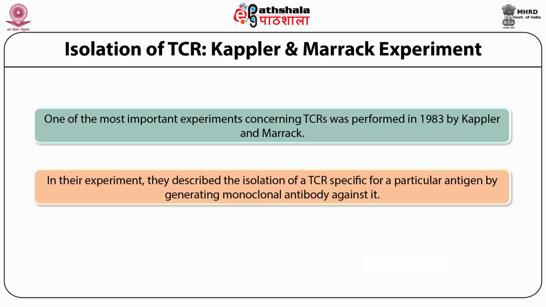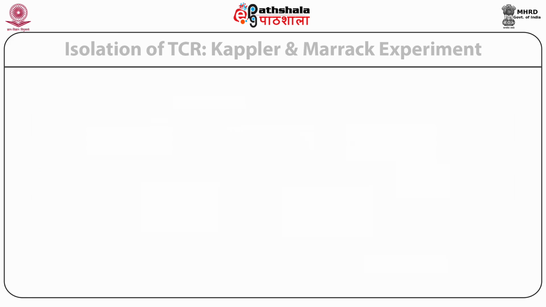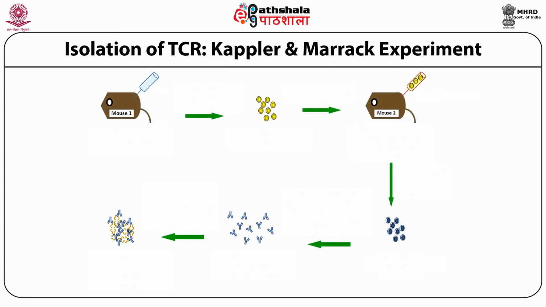Let's discuss some of the details of this experiment. First, Kappler and Marrack immunized a mouse, say mouse 1, with an antigen ovalbumin or OVA. After a few days, they isolated T cells from this mouse. These isolated T cells contained a subpopulation of T cells with OVA-specific TCR.